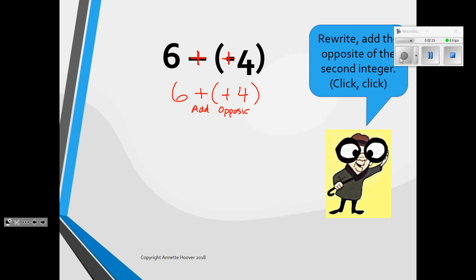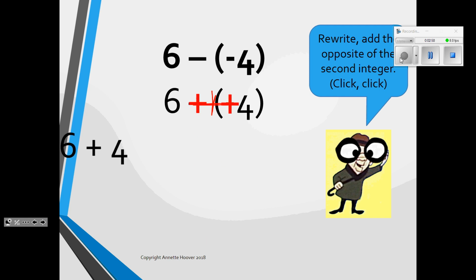So when you see minus a negative, you can think of that as a giant plus sign. Mentally, you can change that into a giant plus sign, and you know you're actually going to add them. So when you do your click, click, or you're adding the opposite, or you're making your giant plus sign, you just have 6 plus 4, which is 10. There's your add the opposite.